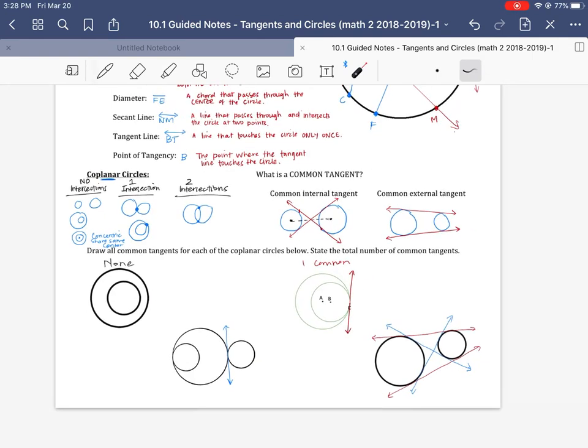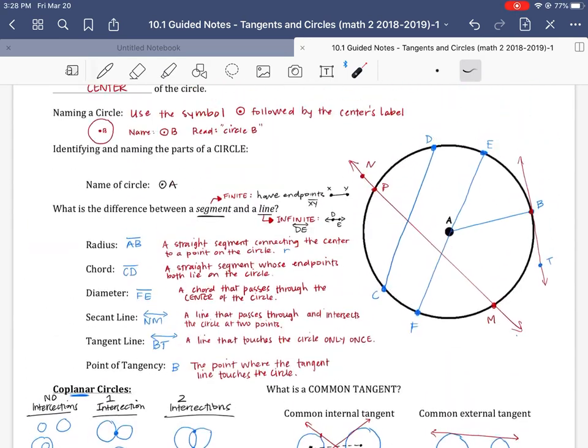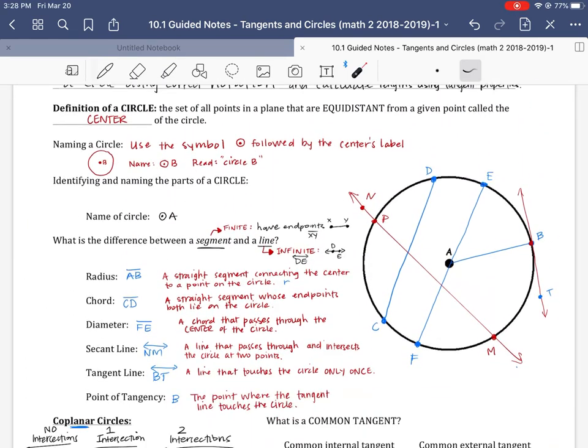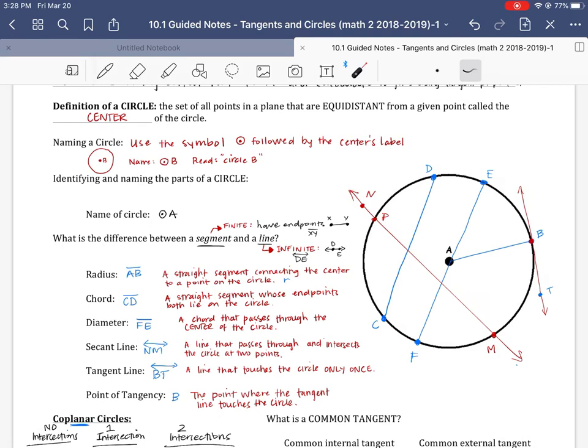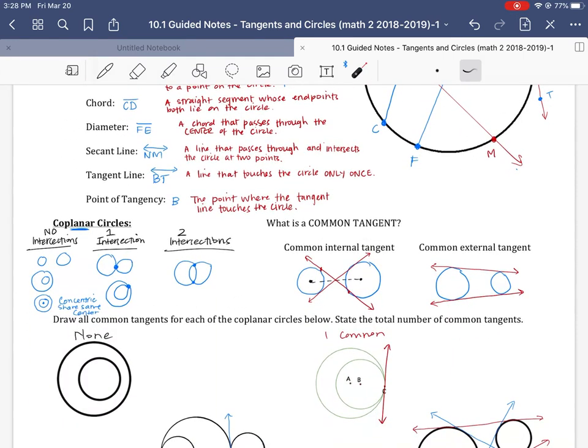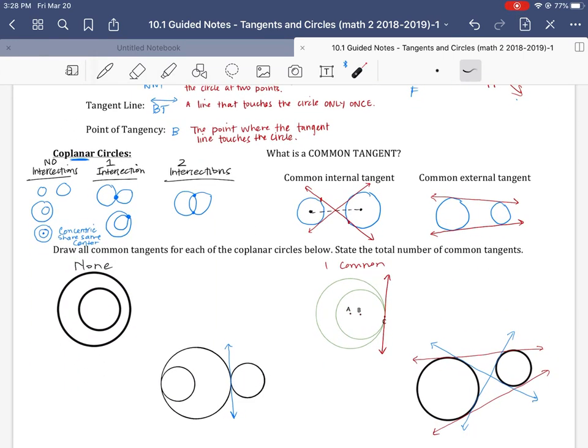So that's tangents and naming parts of a circle. So the first part of your assignment, you're going to practice using the correct notation and identifying different tangents of a circle. If you print the assignment, those common tangent pieces are already on there. The circles are drawn. If not, you're going to need to copy them as best you can from the textbook.